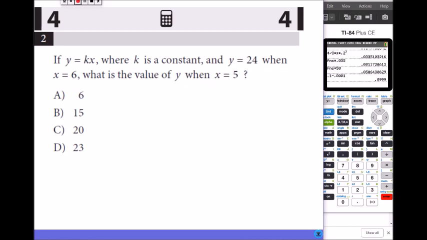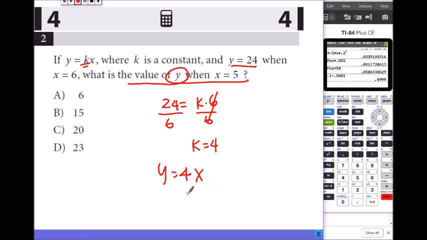Number 2, if y equals k times x, where k is a constant, and y is 24 where x is 6, what is the value of y when x is 5? So we have to find the constant k. y is 24 when x is 6, so 24 equals k times 6. When you divide by 6 on both sides, you get k equals 4. So your equation becomes y equals 4 times x. Now the question is, what is y when x is 5? So you plug in 5, and you get 20 for y. So C.